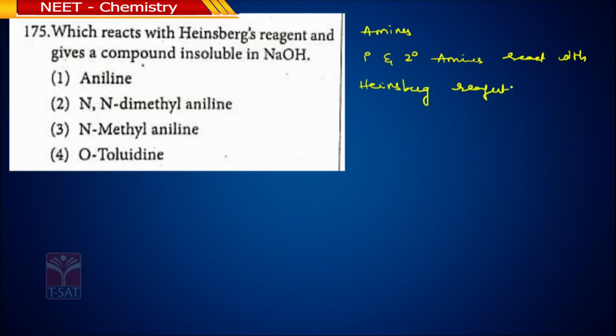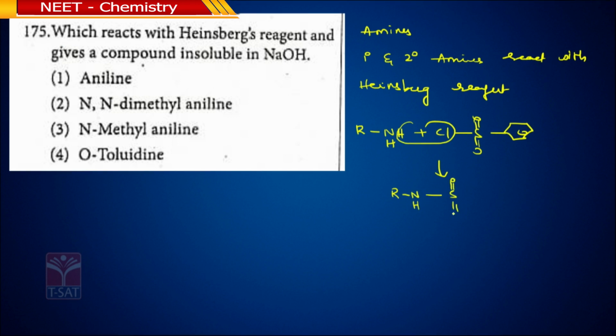Tertiary amine does not react with Hinsberg reagent. Why? Because tertiary amine does not have hydrogen. How will it react? See, RNH2, I am writing as R-N-H-H. Hinsberg reagent is benzene sulfonyl chloride. This H reacts with Cl and forms HCl. RNH-SO2-benzene is the product of Hinsberg reagent.